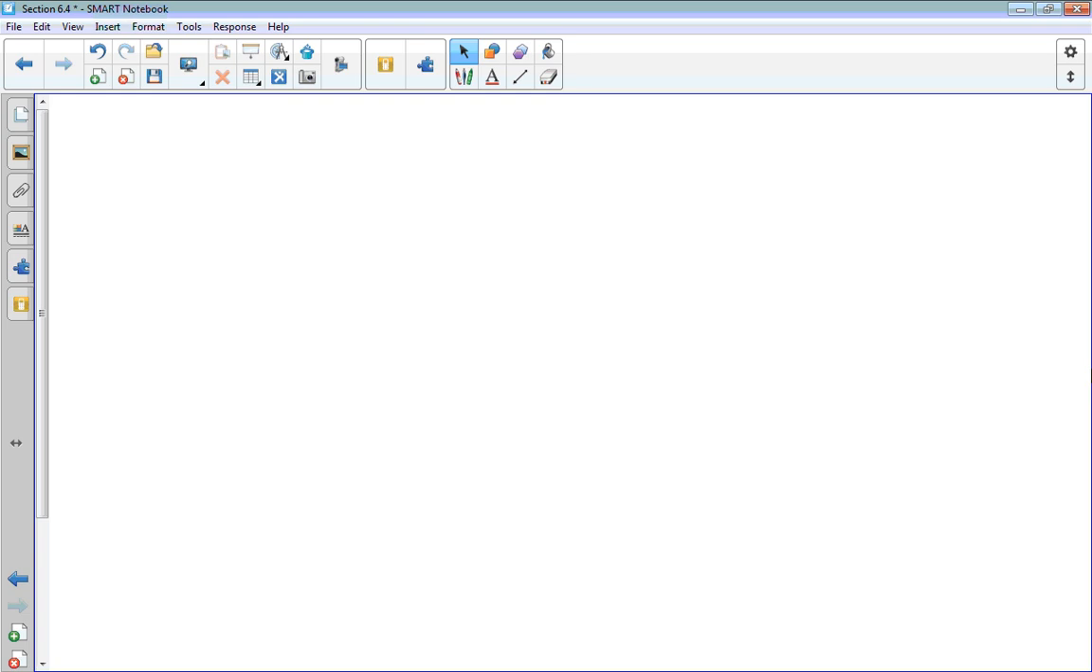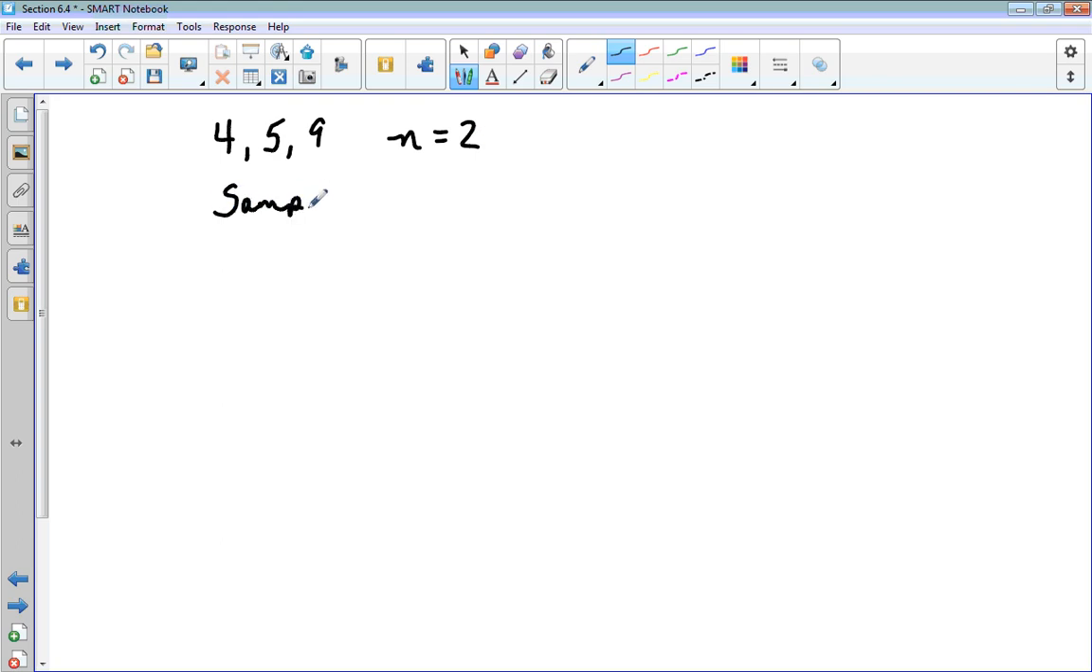So we're going to have a very small space, because if not, we would be here all day. And we're going to have the numbers 4, 5, and 9. And we're going to take a sample of n equals 2. Now every possible sample has to be listed, from n equals 2, taking 2 from the 3 that's there. So let's make a column here that says sample, and we're going to do our sample mean. And we'll go ahead and say what's the probability.